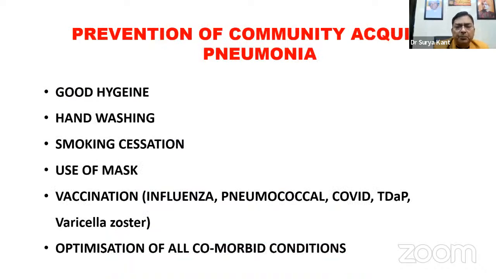Now, how can you prevent community-acquired pneumonia? What are the various factors for its prevention? Good hygiene. Kehte hain, jada safai, kam dabai. That's why our Prime Minister started the Swachh Bharat Abhiyan in 2014 when he became Prime Minister for the first time. So Swachh Bharat Abhiyan is a very important thing for reducing morbidity, any kind of morbidity.